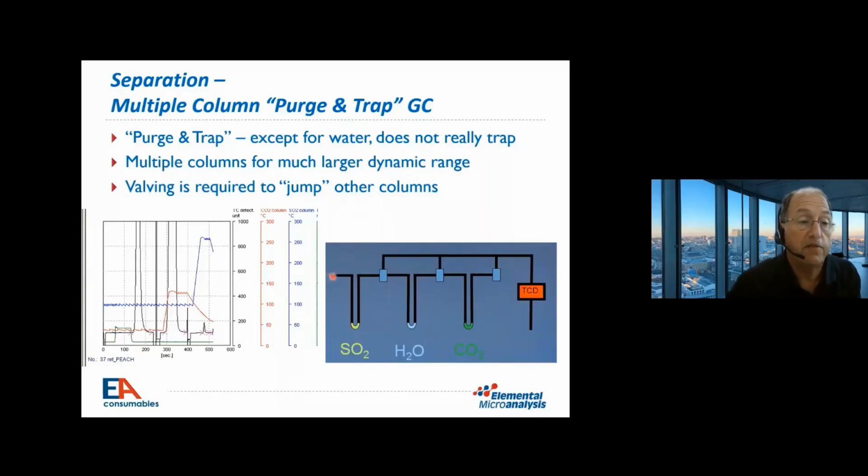The nitrogen first comes through, and it's not held up by any of the columns. It will just go all the way through here and to the detector. When that has passed, the system then heats up the CO2 column, which releases the CO2. When that's passed, it heats up the water column, which releases it. A valve changes, which bypasses the CO2 column. And then finally, we heat up the SO2 column, switch a valve, bypass the other two, and you get baseline separation of all the analytes.